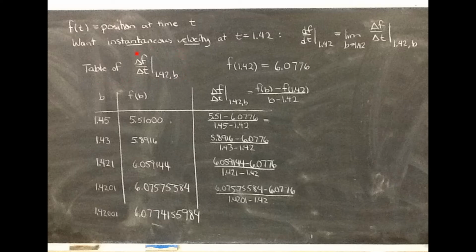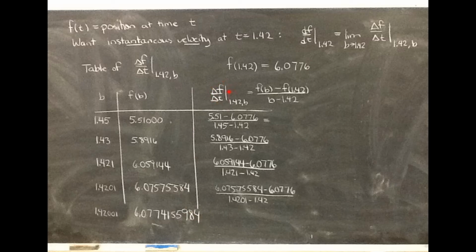So what I've done is I've created a table, and I've got some values for b, and notice that the values for b as my table proceeds are getting closer and closer to the time 1.42. And I want to calculate the average rate of change, so I have the value of my function at 1.42. I calculate that once, and then I'm going to use each of the values in my table, and I'll calculate the value of my function for each of those values. And the closer that I get to 1.42, the more decimal places I'm going to need. And I'll point out in a moment where that comes from.